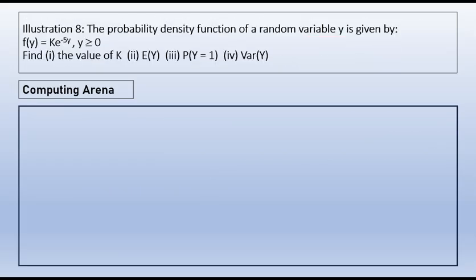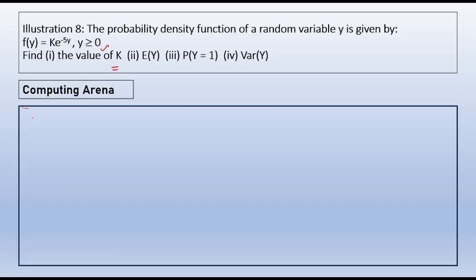We have a problem of this type. In this problem, we have a continuous random variable. That means this is a probability density function and not a probability mass function. So we don't have a probability distribution in front of us. Rather, we have a probability function. So the first thing is that we have to find the value of k. Now look at the value of y. The random variable is y, and it starts from 0.